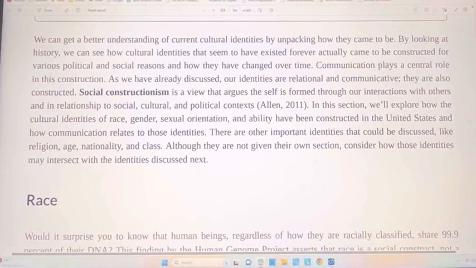In this section, we'll explore how the cultural identities of race, gender, sexual orientation, and ability have been constructed in the United States and how communication relates to those identities. There are other important identities that could be discussed, like religion, age, nationality, and class. Although they are not given their own section, consider how those identities may intersect with the identities discussed next.